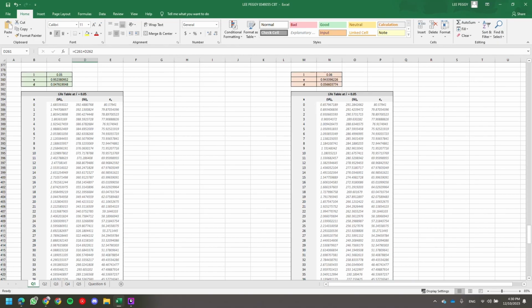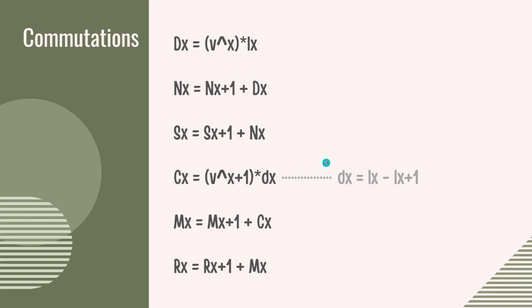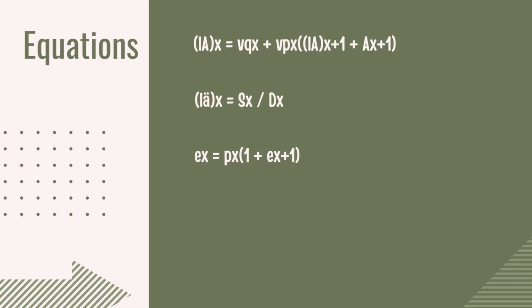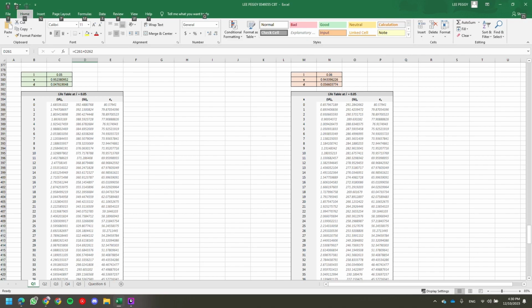So for the third requirement, we are required to include increasing annuities and also Ex. These are the formulas, which is for IAx, the formula is v qx plus v px times IAx plus 1 plus Ax plus 1. So we just input it into here, and then we can get the values, and then we drag all the way down.